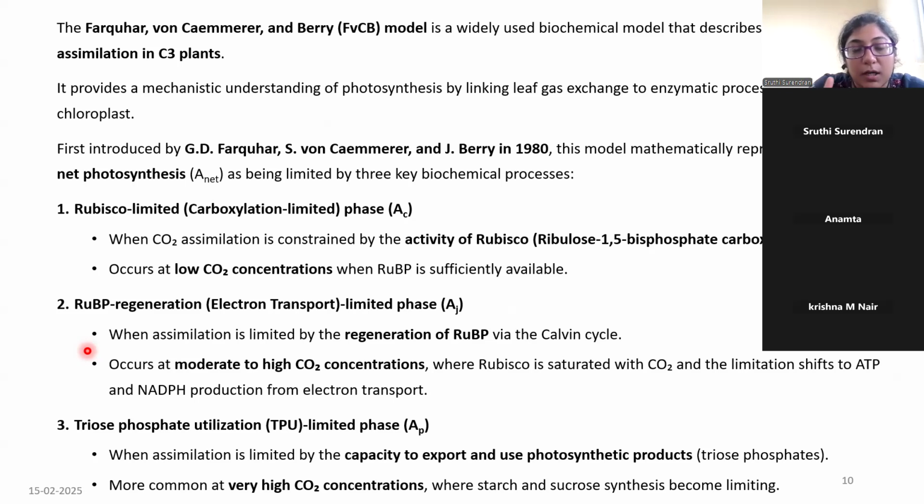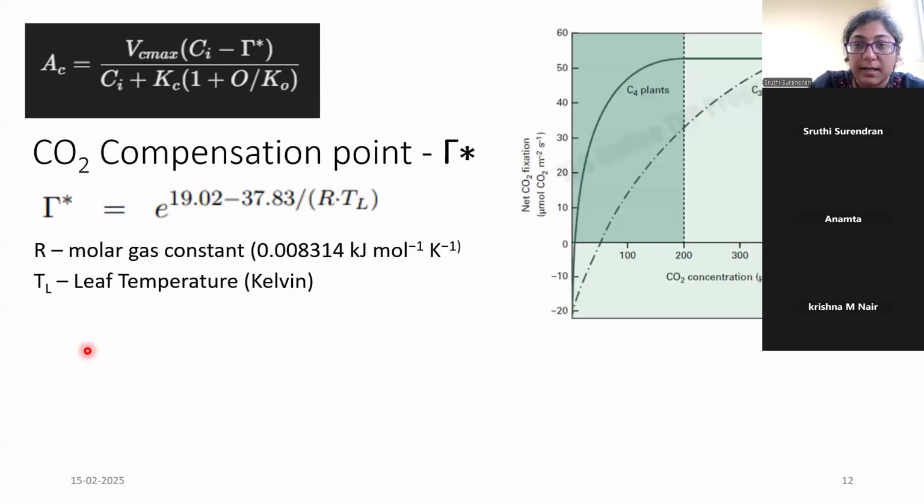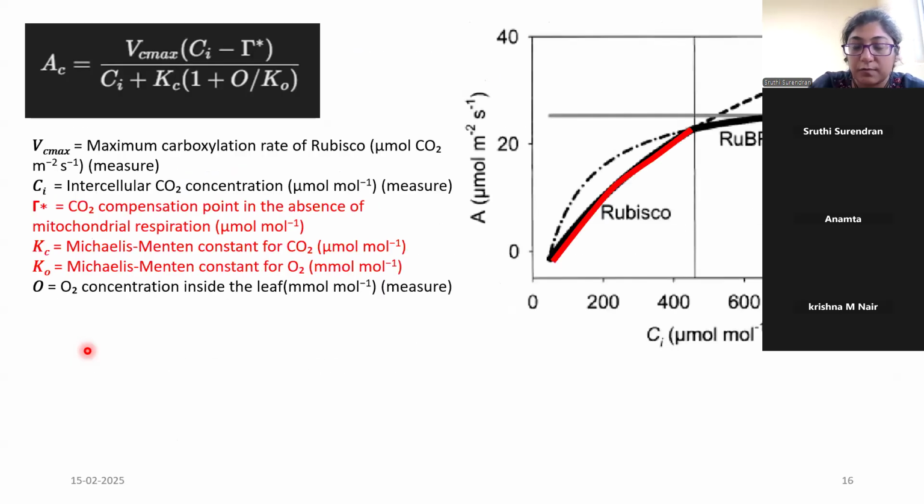Now, what this model does is it uses the A-Ci curve to help in obtaining the photosynthetic rate in the Rubisco limited part of the A-Ci curve, the photosynthesis during the RuBP regeneration limited phase, and the photosynthesis during the triose phosphate utilization phase. Now, many of you might have a doubt regarding how we get a particular value of photosynthesis from these curves.